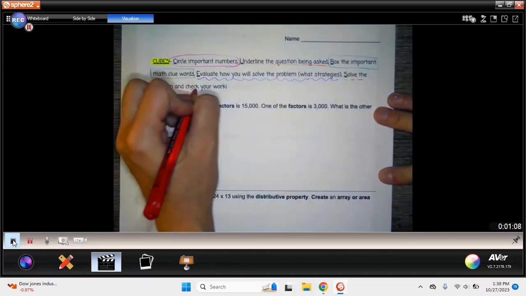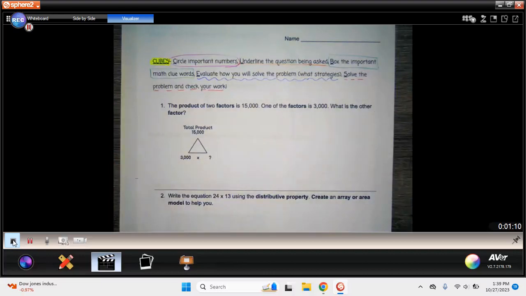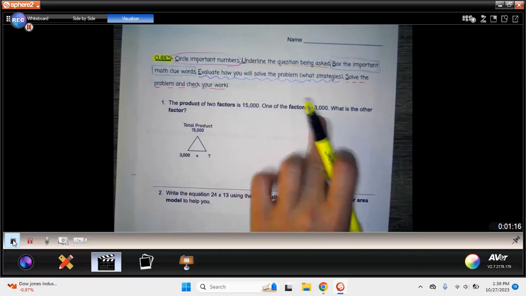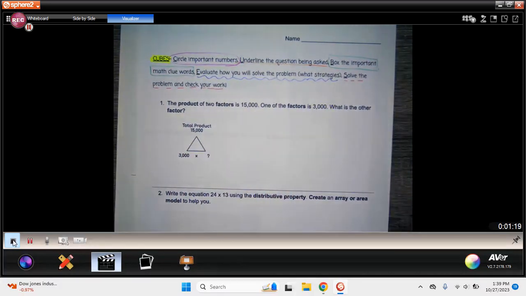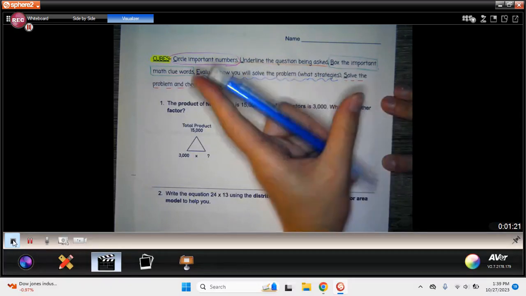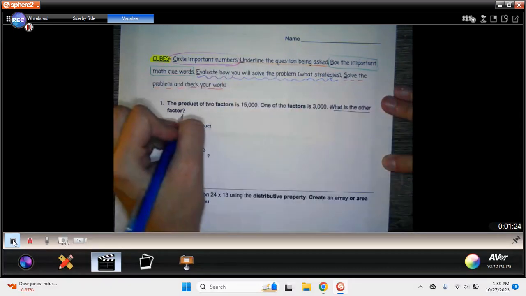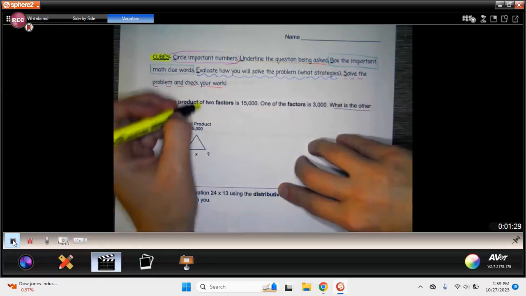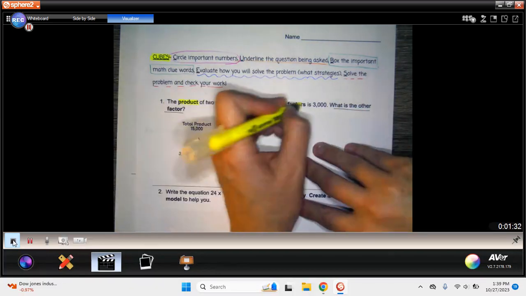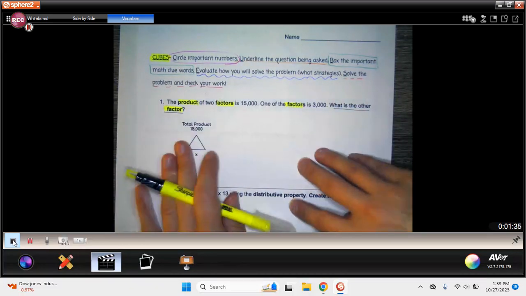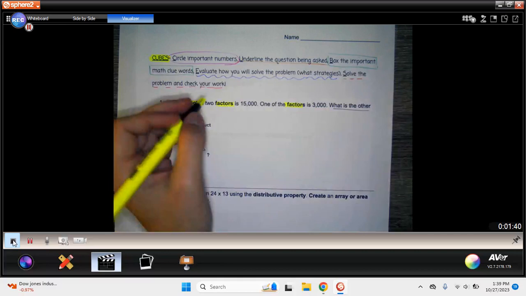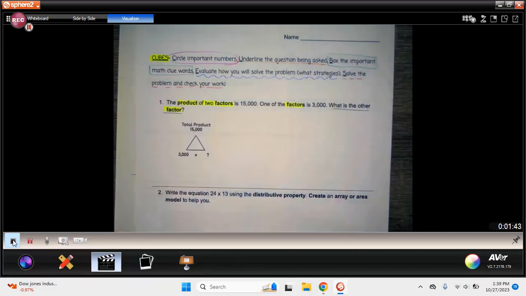Super, super important. So the first question right here, it says the product of two factors is 15,000. One of the factors is 3,000. What is the other factor? So the question that is being asked is, what is the other factor? Some of those math clue words that are important are product and factors. That's three places, and I'm going to highlight that. It is important to know what a product is, and it is important to know what a factor is. And so we know that there are two different numbers. We need to know the two factors.